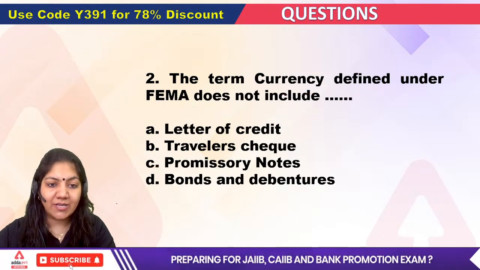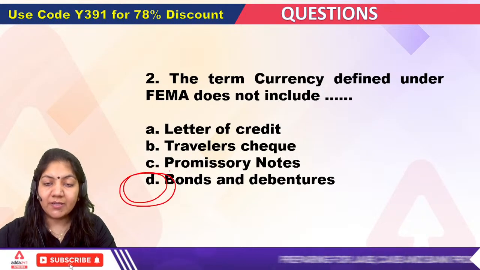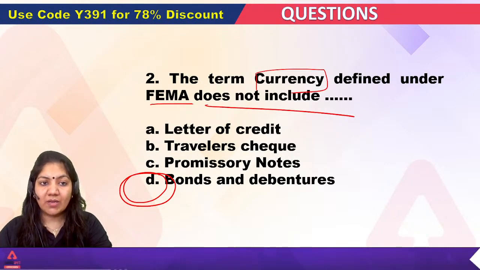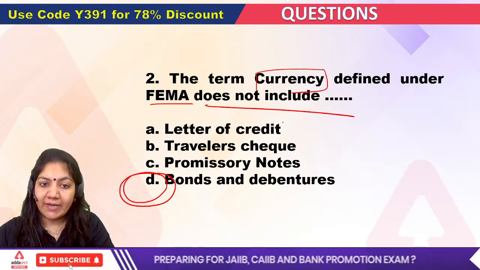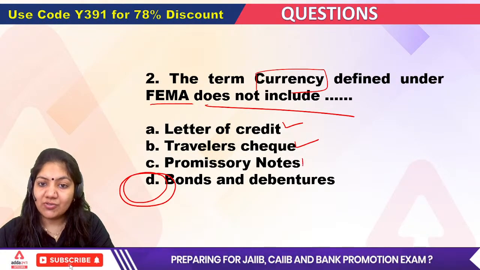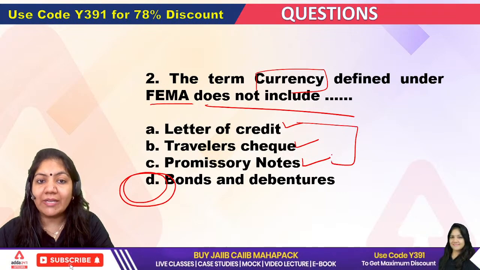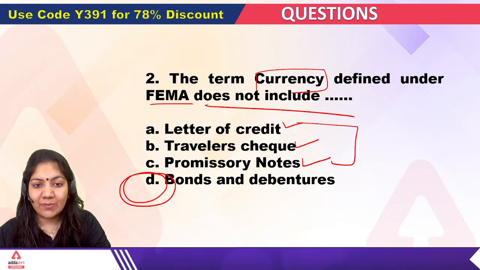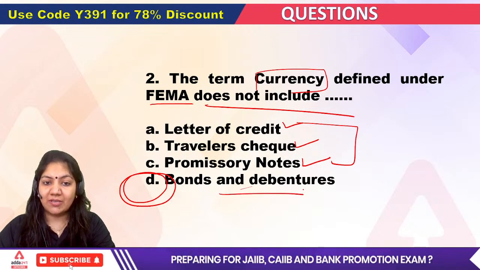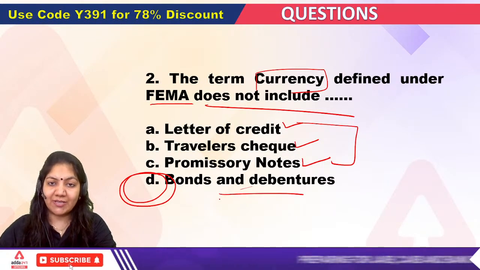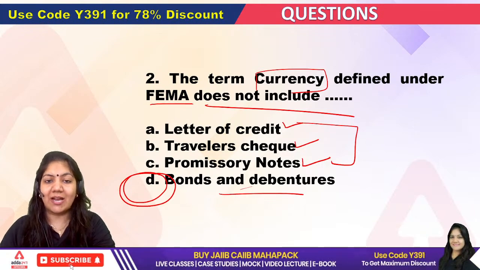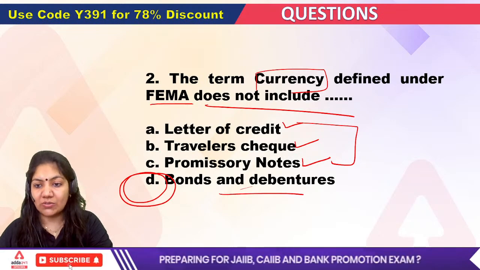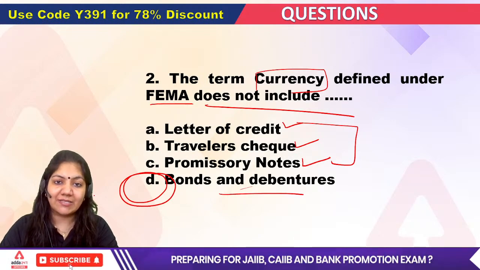The term currency defined in FEMA does not include bonds and debenture. So letter of credit, traveler check, promissory note are included in FEMA. No, Nilesh sir, not A. It's bonds and debenture, because bonds and debenture generally happen within the country, but these three things we can do with another country also. So that's why D is the right answer.